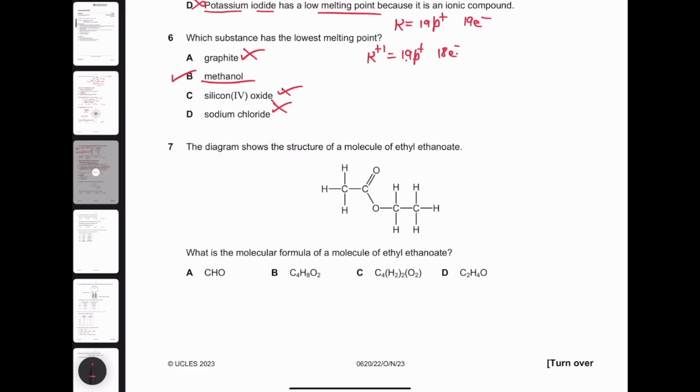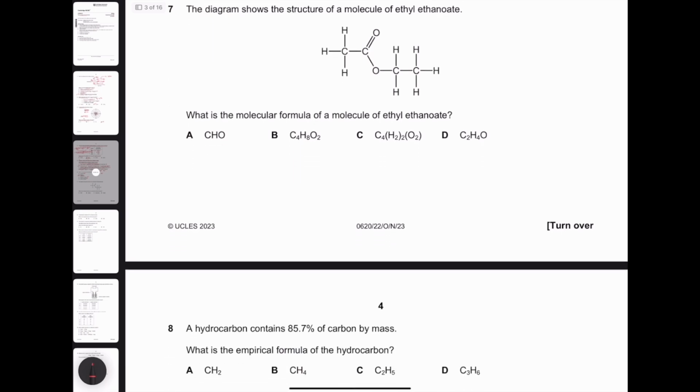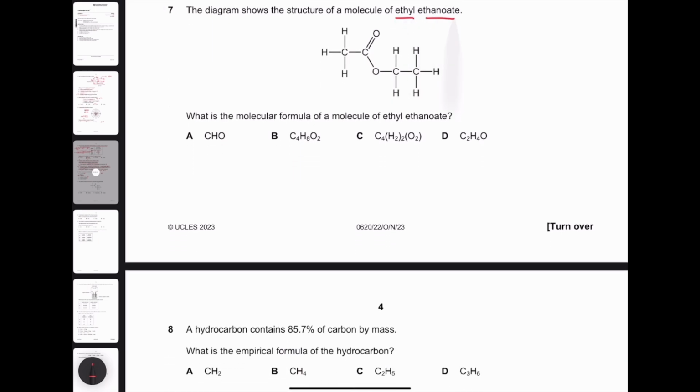Answer is B. Now, the diagram shows the structure of a molecule of ethyl ethanoate. What is the molecular formula of the molecule? See, for molecular formula, you just need to count the number of atoms. 1, 2, 3, 4. 4 carbon atoms. This is wrong. This is wrong. This contains 4 carbon atoms.